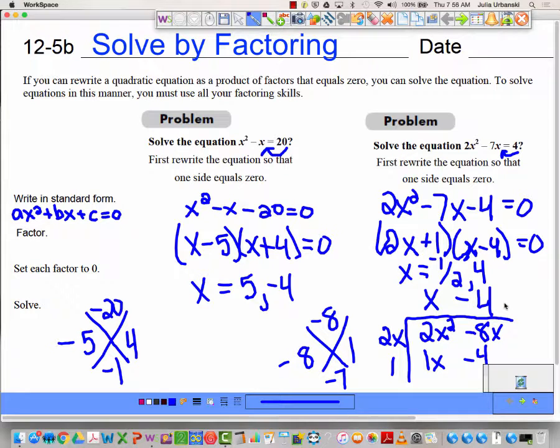Okay, let's have you do a few on your own. Once you set it equal to 0, then the factoring is just the same as you've been doing. So let's just make sure you've got them all set equal to 0.